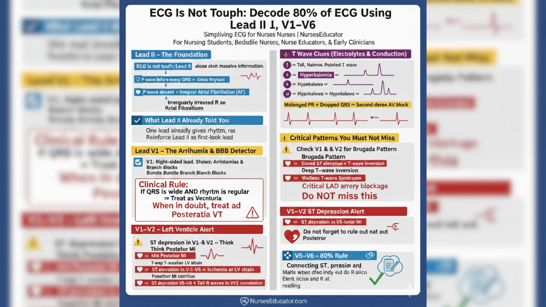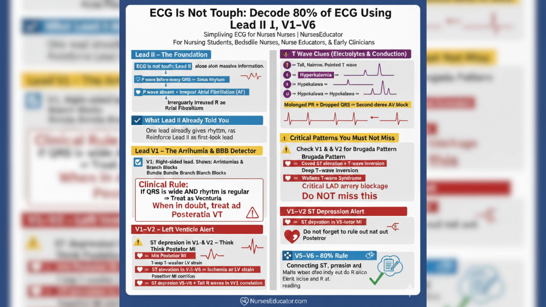Now look at the T wave. If the T wave is tall, narrow, and pointed, think hyperkalemia. If the T wave is flat, or if you notice a U wave appearing after the T wave, something we normally do not see, think hypokalemia. And if the PR interval is prolonged, and suddenly a QRS complex drops out, that is second-degree heart block. See how much lead 2 has already told you.